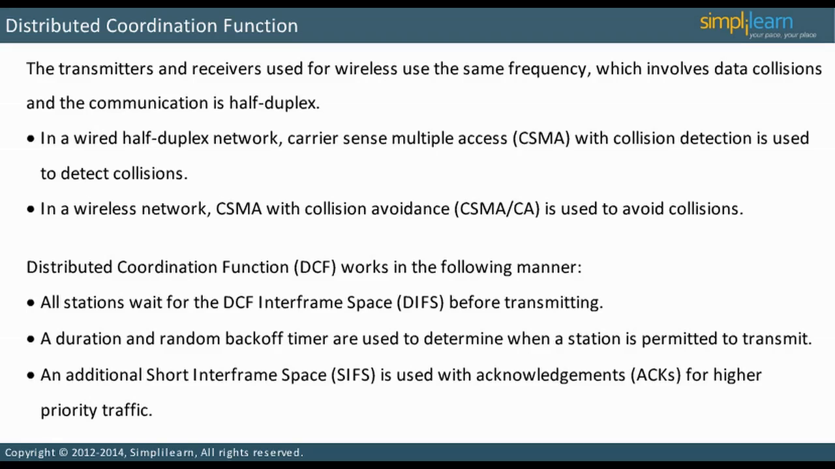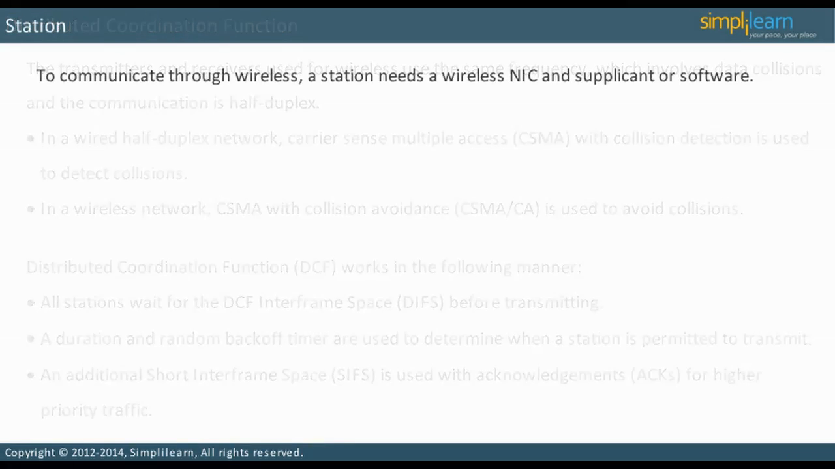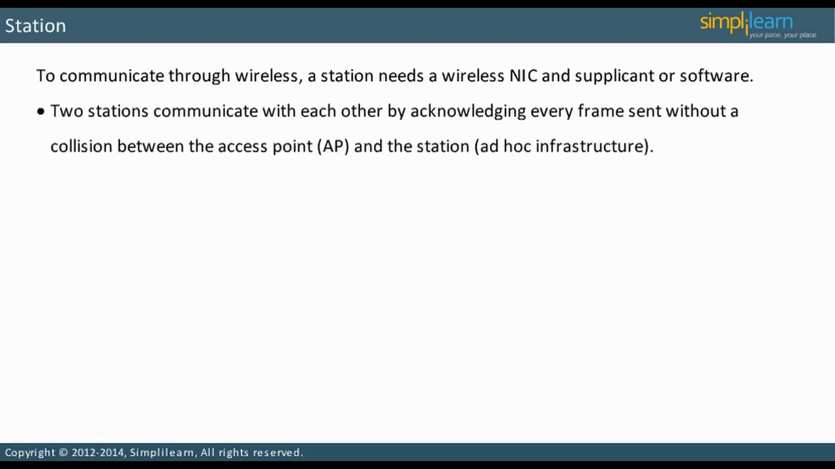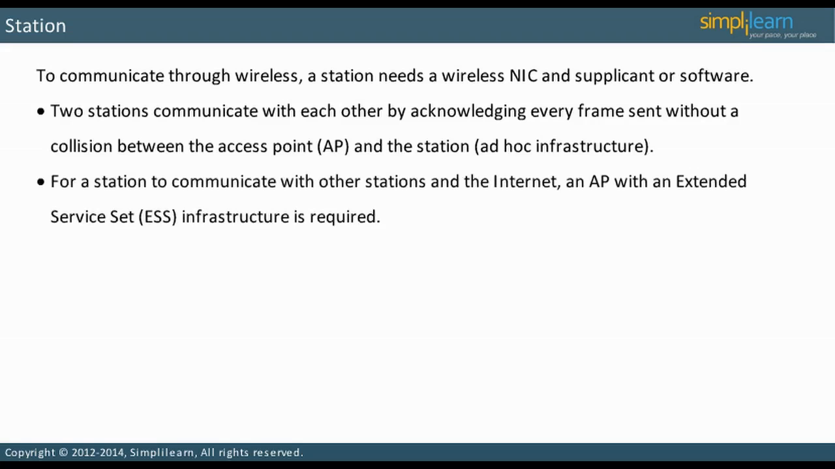In the next slide, let us discuss a wireless station. A station requires a wireless NIC and a supplicant, or software, to communicate using wireless. Every frame sent without a collision between AP and station is acknowledged. Two stations can communicate directly with each other. This is called ad hoc infrastructure. For a station to communicate with many other stations and the Internet, an access point with an extended service set infrastructure is used. All stations communicate through an AP. In the next slide, let us discuss access points.